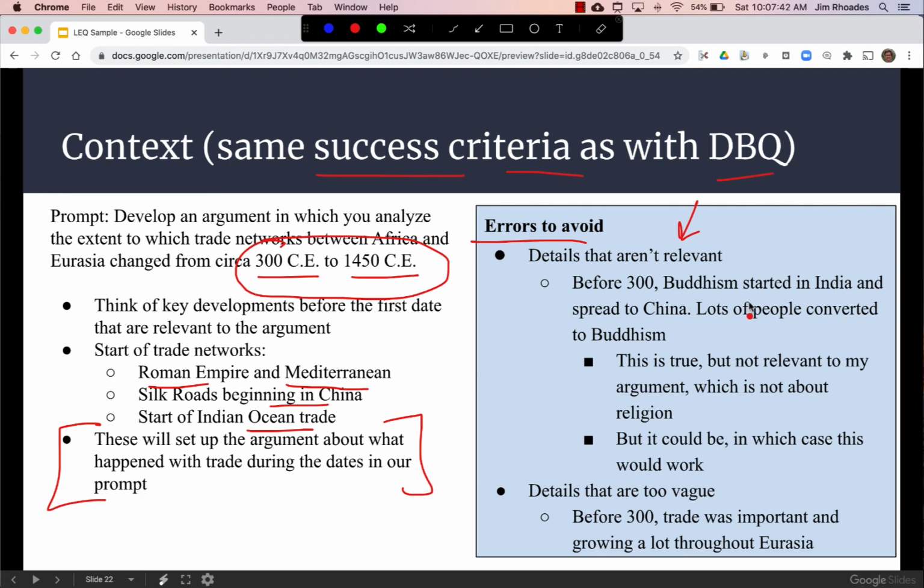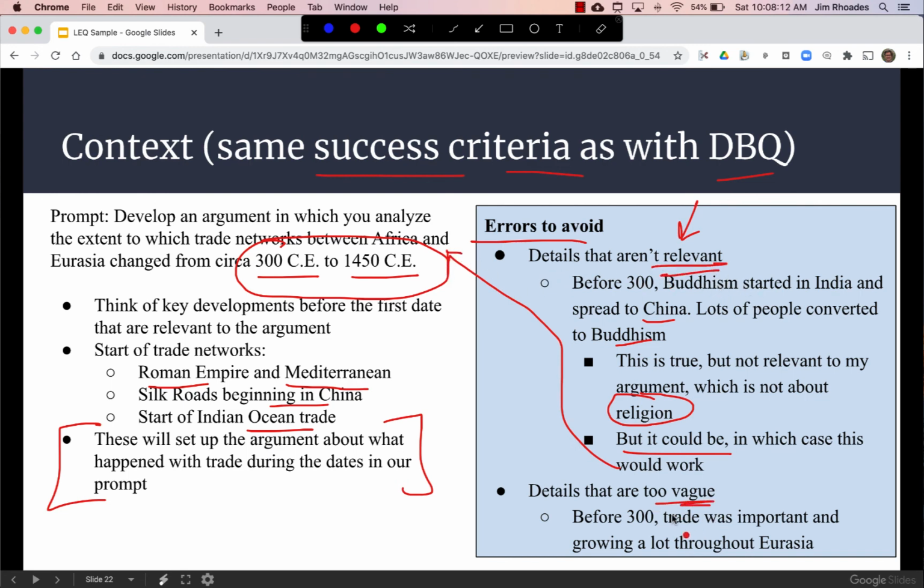Common errors to avoid: details that aren't relevant to my argument. If I said Buddhism started in India and spread to China and people converted to Buddhism, that's a true statement, but it's not relevant to my argument because if you remember going over my two paragraphs, I didn't mention religion. I could have the spread of religion as a continuity for these trade networks, or I could have a change from this religion to that religion. So it could be relevant. I just need to be aware of what my argument is before I decide what my details are.